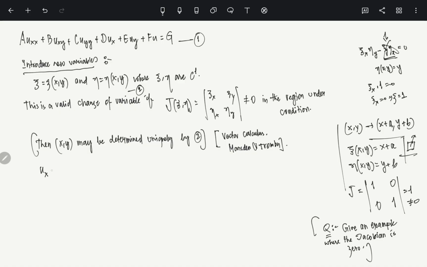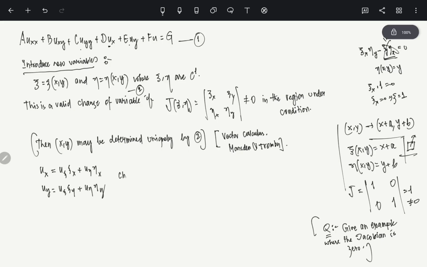So what happens to u of x? Xi is a function of x and y, and eta is a function of x and y. So we need to find what happens to ux, uy, uyy, all these things. So what is ux? It is nothing but u xi times xi x plus u eta times eta x. And similarly uy becomes u xi xi y plus u eta eta y.